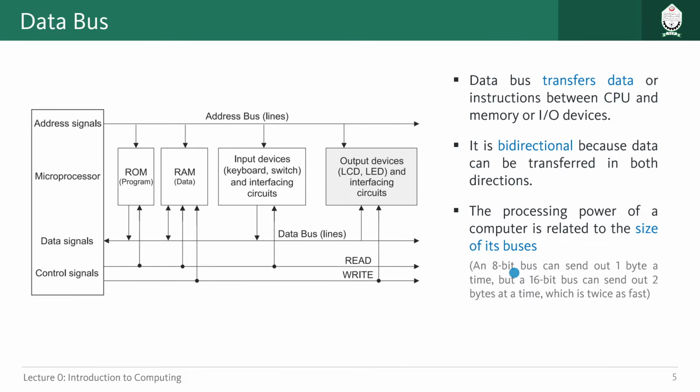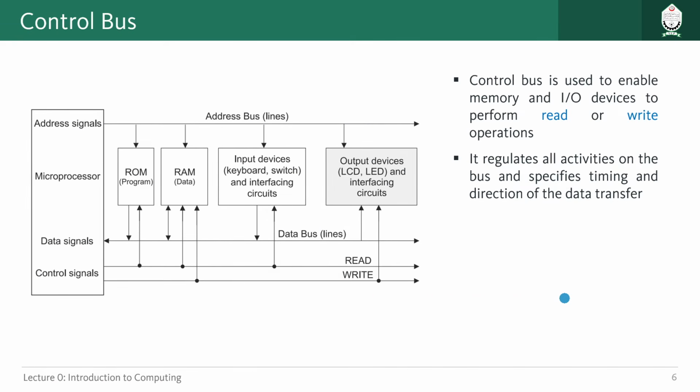So basically it gives us some idea about how fast that computer is, and here the data bus helps with that, right? An 8-bit bus can send out 1 byte at a time, but a 16-bit bus can send out 2 bytes at a time, which is twice as fast. So if you have a wider data bus, that will help you send more data at a time, so it is faster, right?